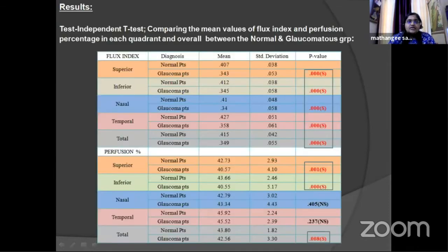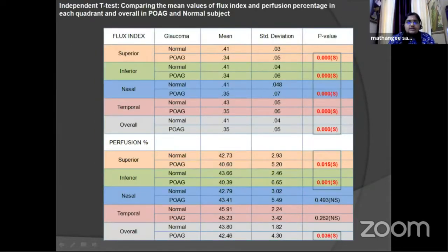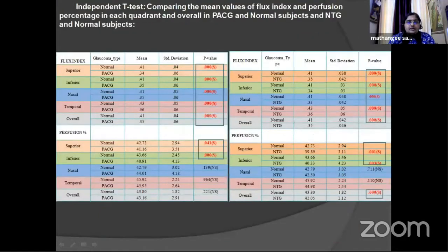The results: this is a table showing the independent t-test comparing the mean values of flux index and perfusion percentage in each quadrant and overall between the normal and glaucomatous group, which shows significant reduction in flux index in all the quadrants in glaucomatous patients, whereas the perfusion percentage is low in superior inferior quadrant and overall. A similar test was done between primary open angle glaucoma and normal, and angle closure and normal tension glaucoma. All these groups showed similar changes.